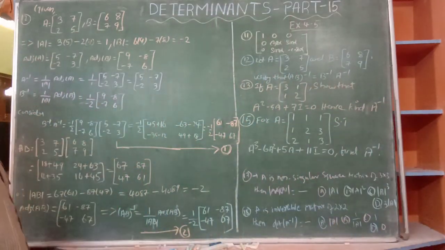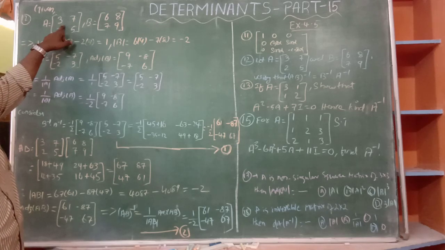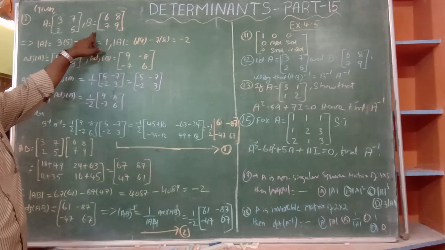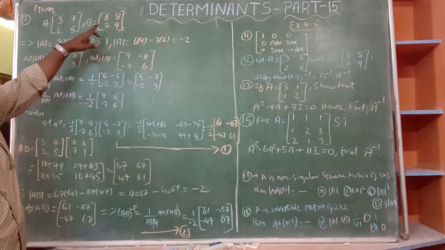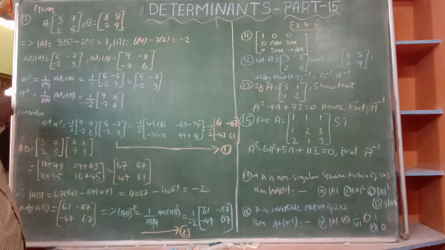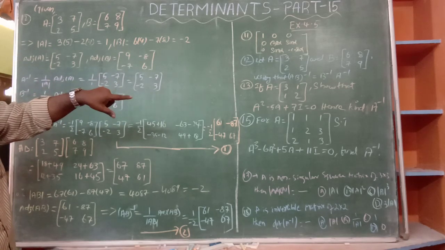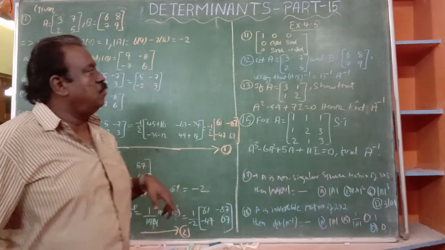The 12th one: capital A is [3, 7; 2, 5]. One matrix is given, a 2 by 2 matrix. Capital B is also a given matrix [6, 8; 7, 9]. And we have to prove that (AB) whole inverse is equal to B inverse A inverse.